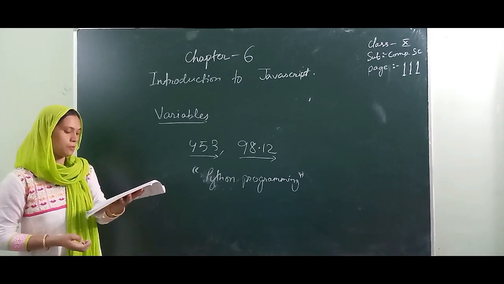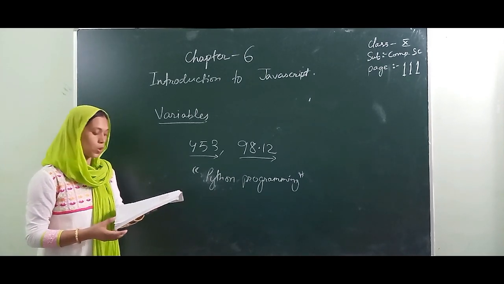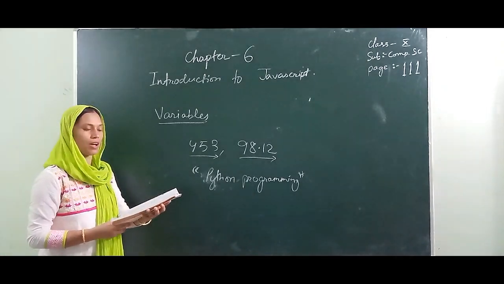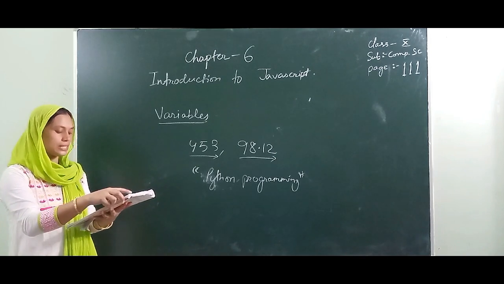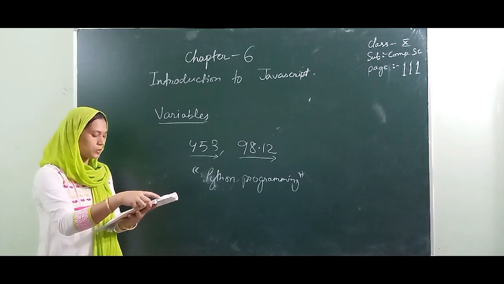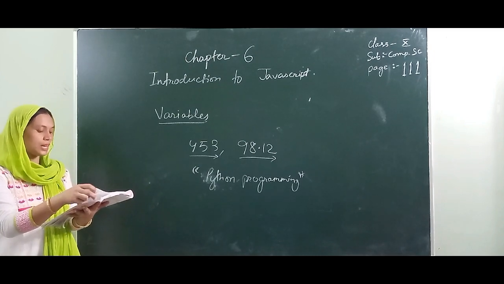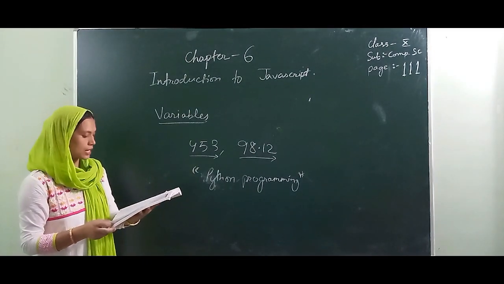Next, boolean. Boolean means whether true or false. That means the result will be either true or false. No other options are available. Such types of data are called boolean. So you have to remember that in JavaScript we have only 3 types of data. They are number, string and boolean.